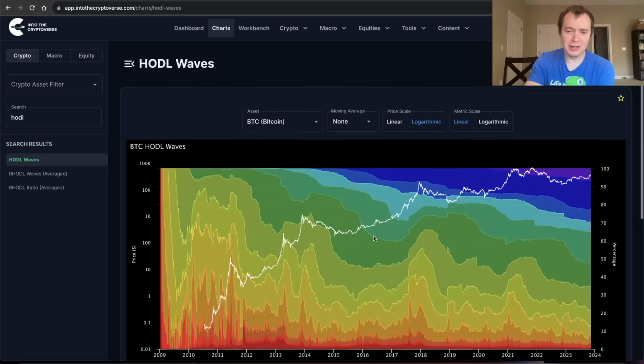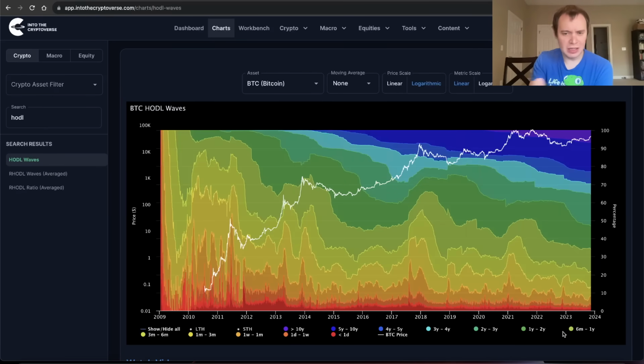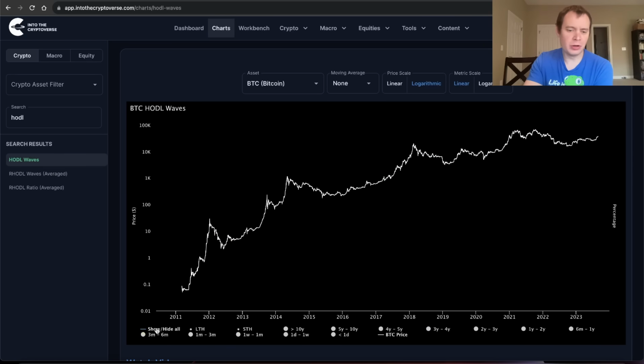The HODL waves are bands that reflect what percentage of the supply has been unused in a transaction for a certain period of time. One of the things that I like to do is isolate short-term holders versus long-term holders.